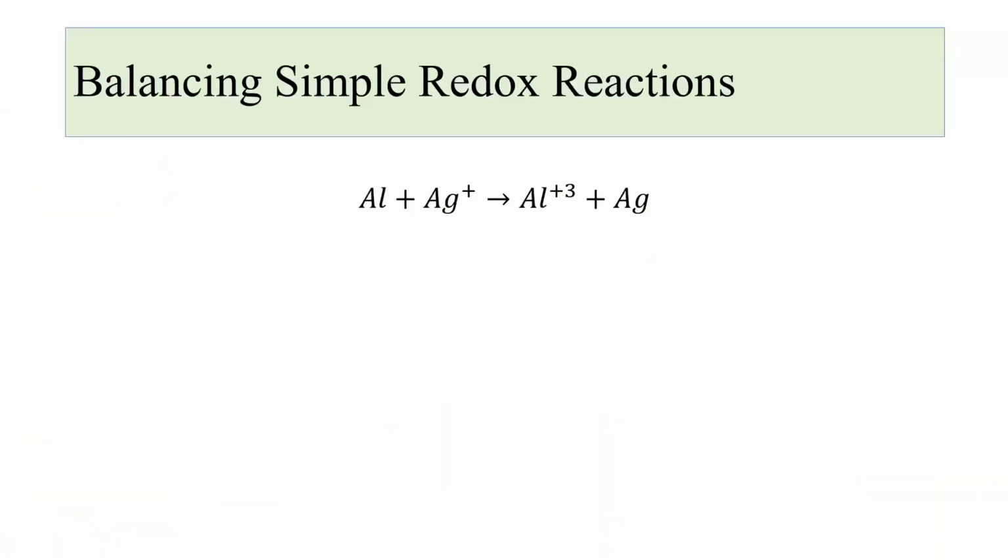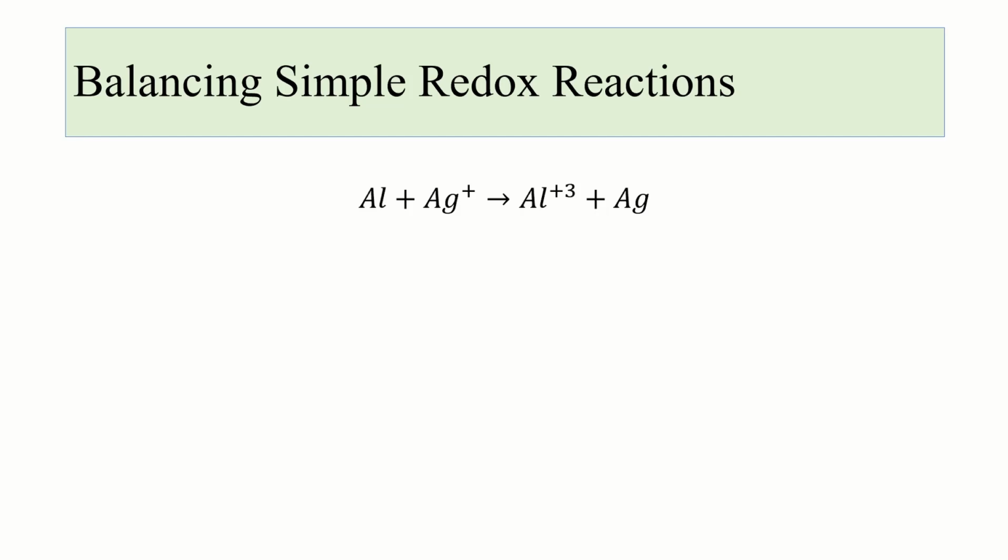Now let's take a look at balancing simple redox reactions. Elemental aluminum reacts with silver cation and forms aluminum cation and solid silver, or elemental silver. This is a net ionic equation. It does not include spectator ions. It shows only the ions involved in the redox process and the elements involved.